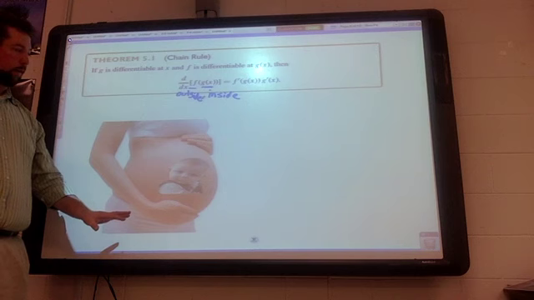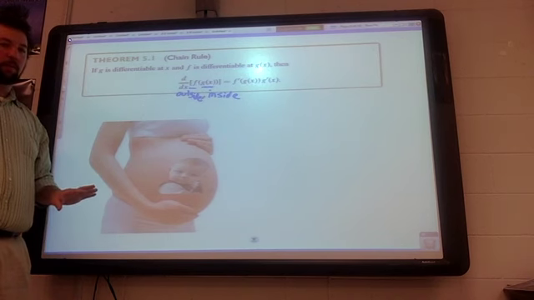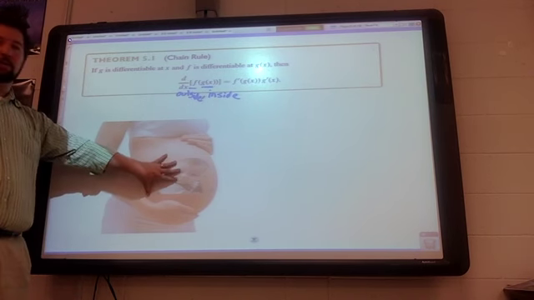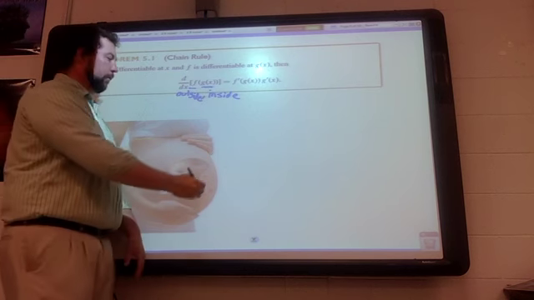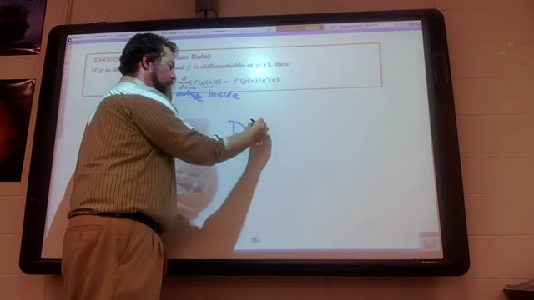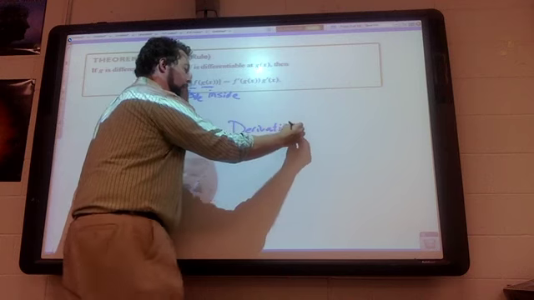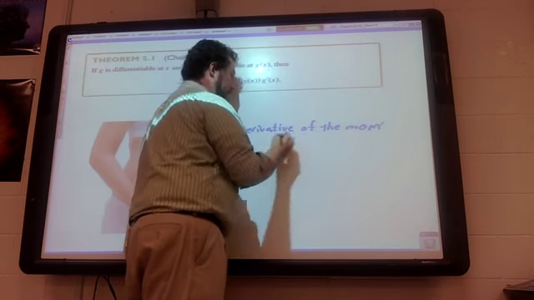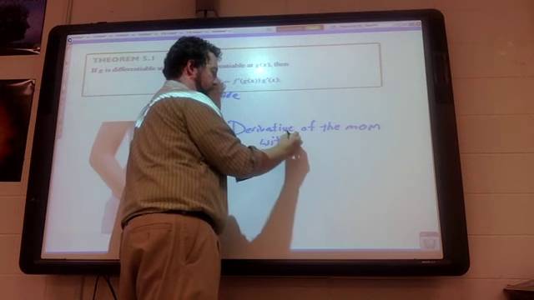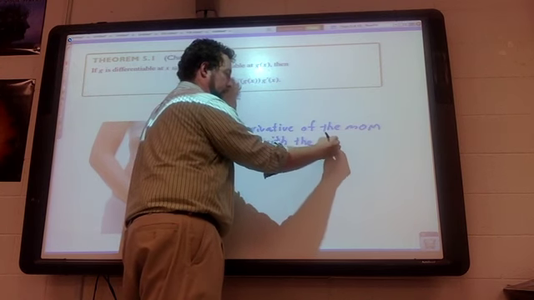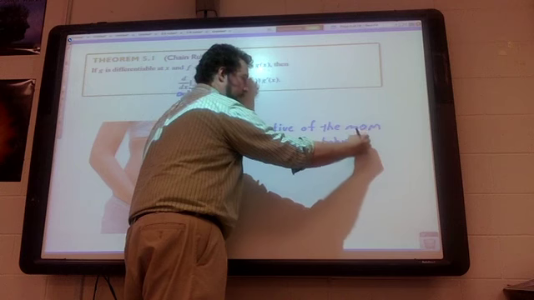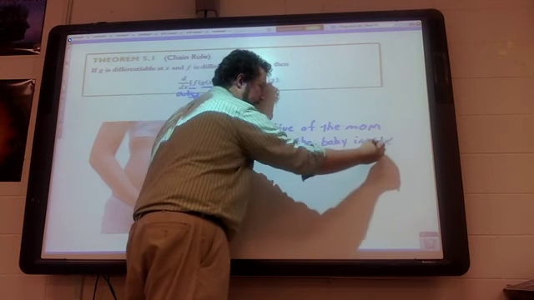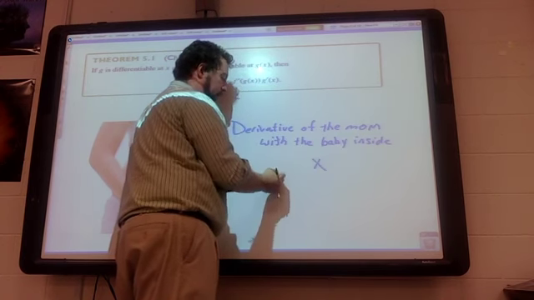This is a little weird. But if you have a pregnant woman, this is like our composition function. You're going to take the derivative of the mom with the baby still inside times the derivative of the baby.